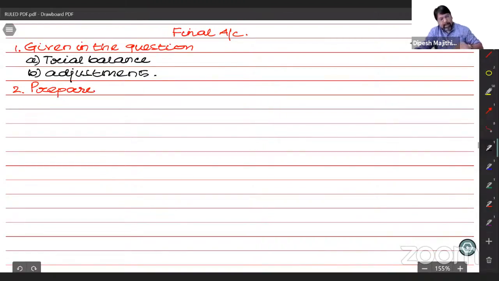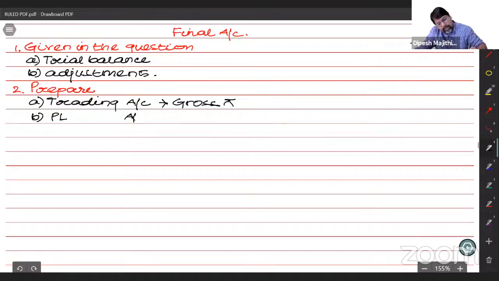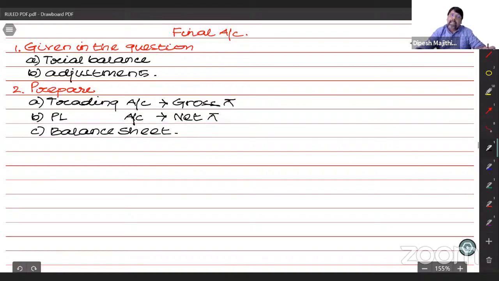What we are supposed to prepare. We are supposed to prepare A. Trading account. It gives us gross profit. B. P&L account, which gives us net profit. And thereafter we are supposed to prepare balance sheet. Correct?